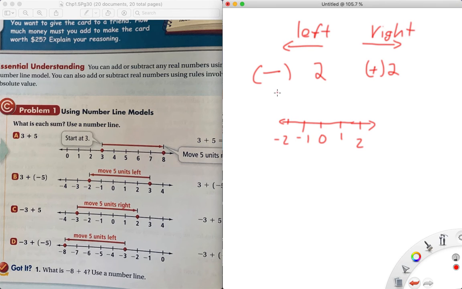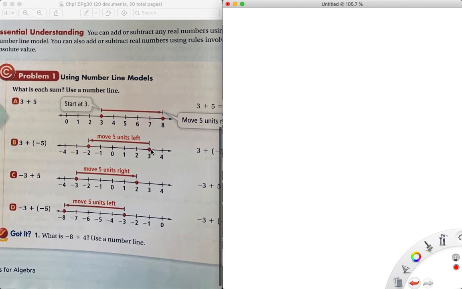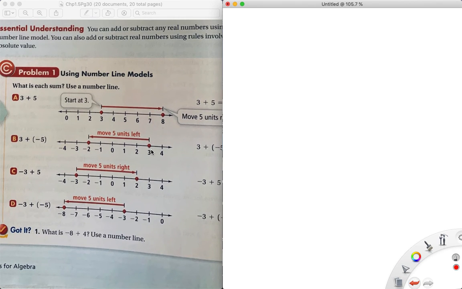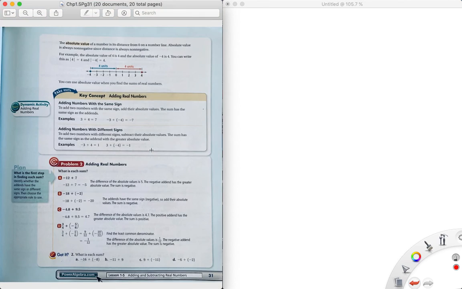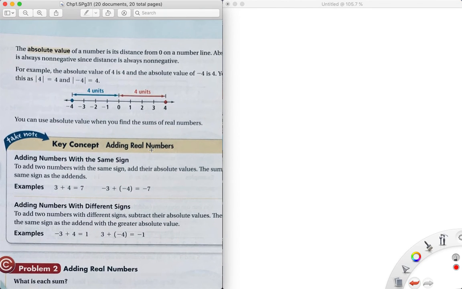Direction, not quantity. And then the number 2 tells me how many times I'm going to go to the left, and then the number 2 tells me how many times I'm going to go to the right. Negative and positive numbers, as it relates to the number line, deal with direction. So I'm not going to focus too much on the number line. I don't really like using the number line to add or subtract things, so I'm not going to focus on that here.